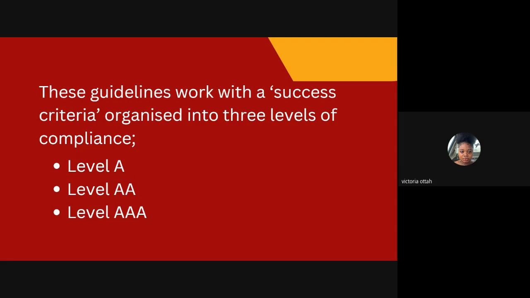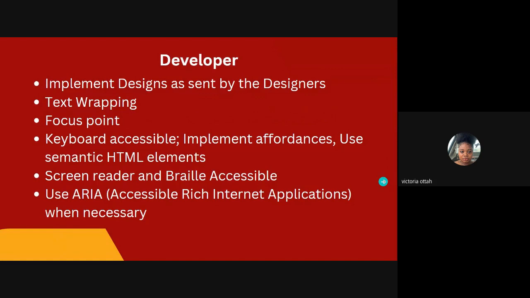Then level AA, maybe it's the standard level. AAA is like really technical, but if you can pass level AA, that's good enough, right? Doesn't mean that you cannot start to get to level triple A, but if you have double A, that's the standard, right? So everything I've said here, this is the summary, right? The POUR seems like stories, but this is basically the summary.